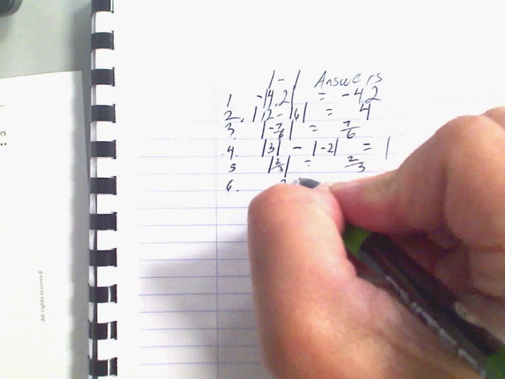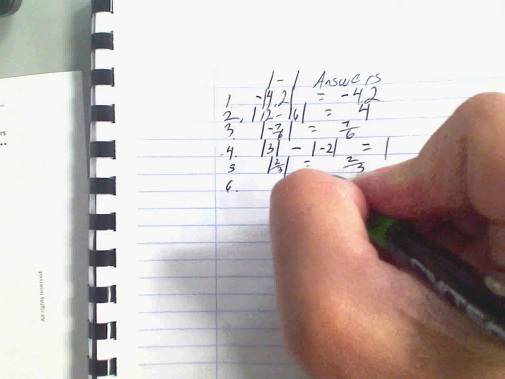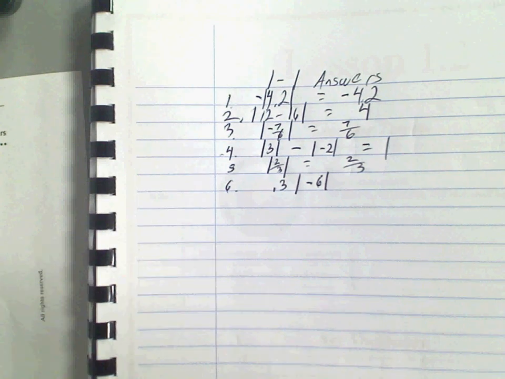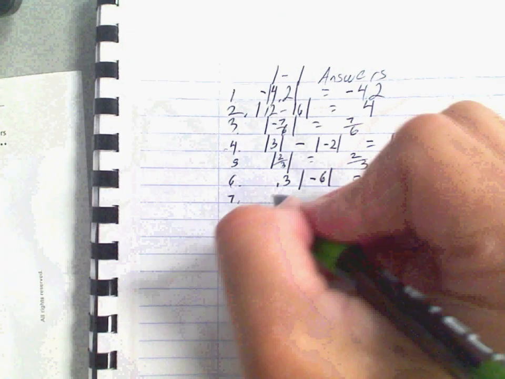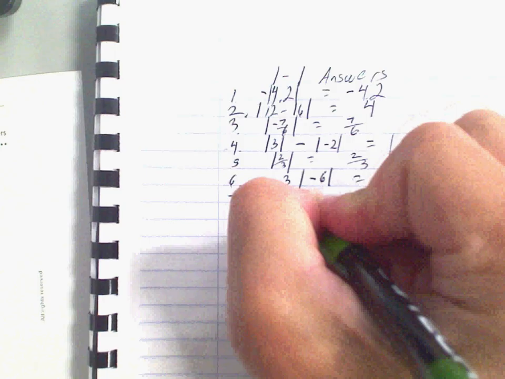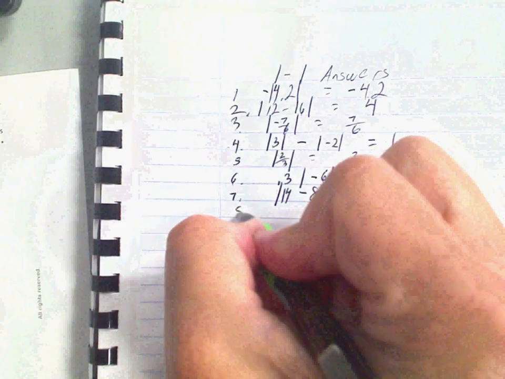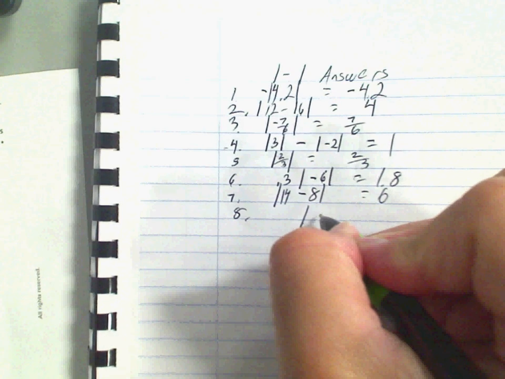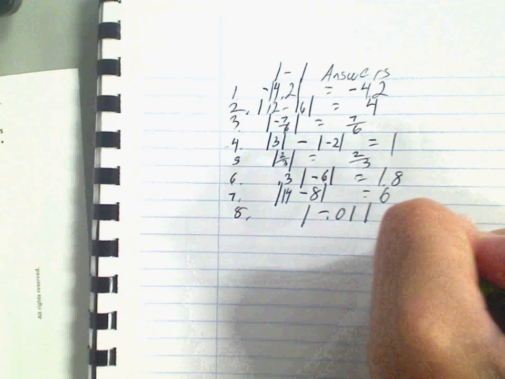6.3 times the absolute value. That setting right beside that means times. So that's just 6 times 0.3, which would be 1.8, I think. 7, absolute value of 14 minus 8, that's just 6. And 8, the absolute value of negative 0.01 is 0.01.